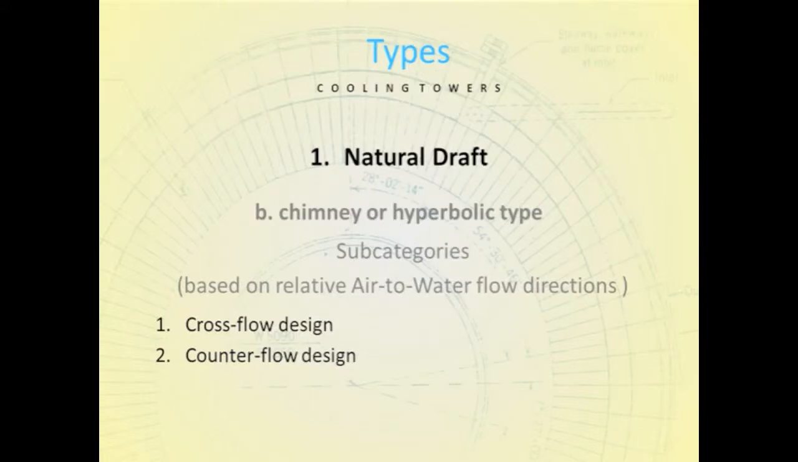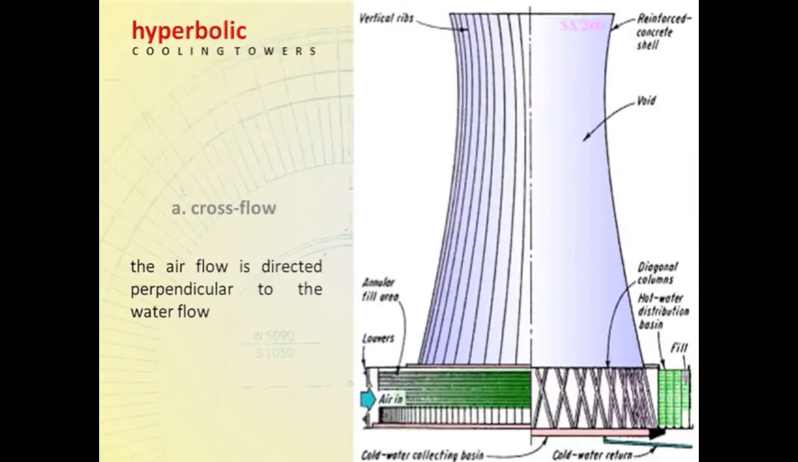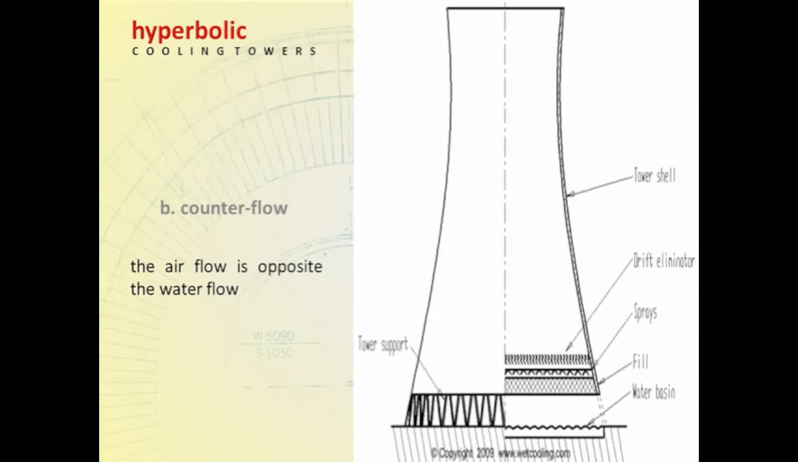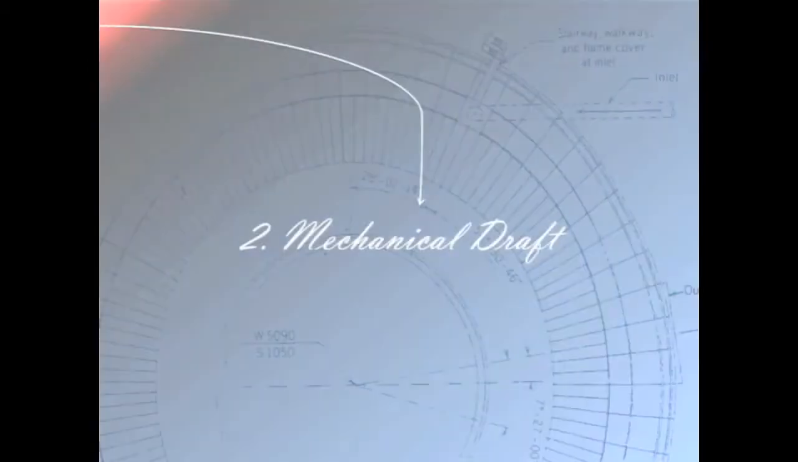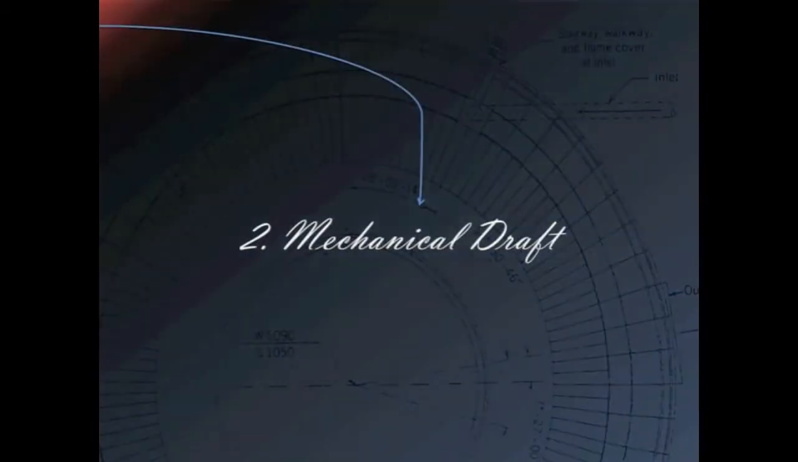Natural draft hyperbolic type cooling towers can be subcategorized based on the relative air-to-water flow directions. We can categorize them into cross-flow design, where the airflow is directed perpendicular to water flow, or counterflow design, where the airflow is directed opposite the water flow, as seen in the pictures. Let's now proceed to mechanical draft cooling towers.